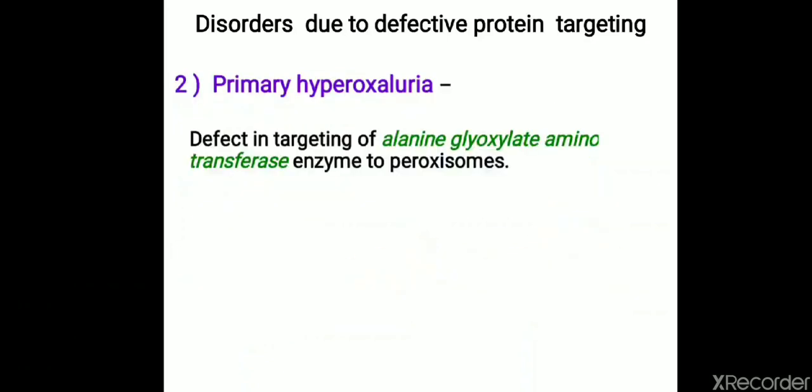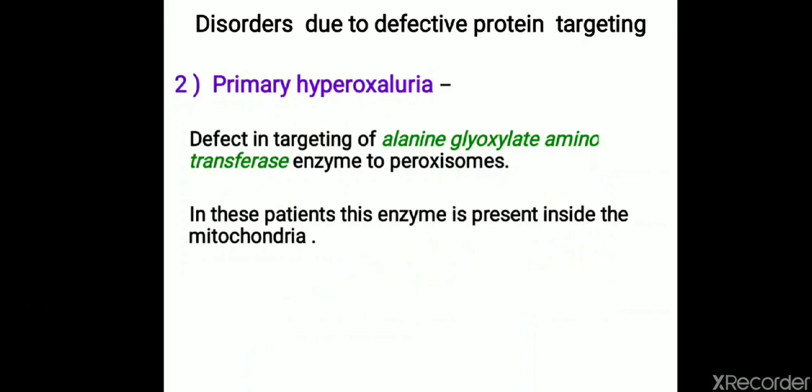The second condition is primary hyperoxaluria. It is due to a defect in glycine metabolism, caused by defective protein targeting of the enzyme alanine glyoxylate aminotransferase. That enzyme is responsible for the metabolism of glycine, and it is normally present inside the peroxisome. In primary hyperoxaluria, this enzyme is present inside the mitochondria instead of the peroxisome. So it is a type of protein targeting defect.